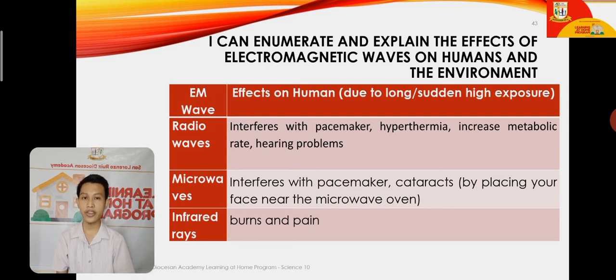Microwaves, ganun din, interferes with pacemakers. Cataract, by placing your face near the microwave oven. Yun yung mga madalas ay tinututok mismo yung mata malapit doon sa microwave oven. Ang effect nun ay cataract. And then, infrared rays, which cause burns and pains kasi nga ito ay heat waves.